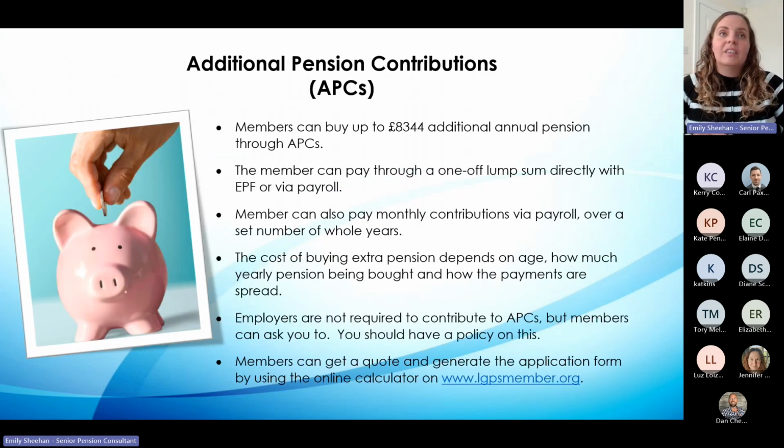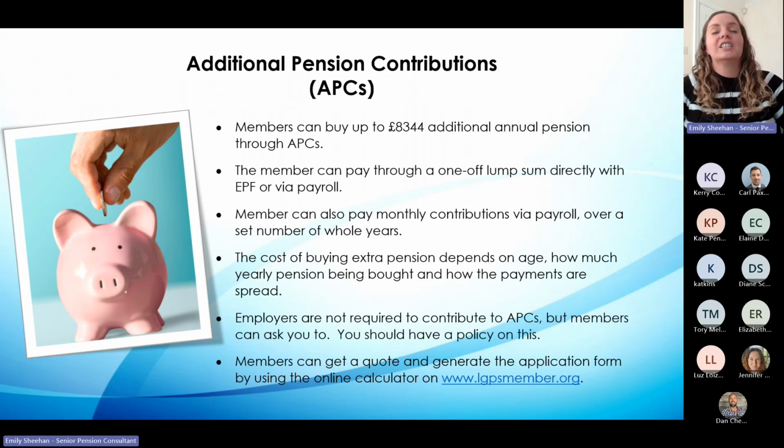Similarly, members can do an APC. This is where you can buy extra pension. They can buy up to £8,344 of additional pension through APCs, and that amount goes up every year. So last year it was 7,000 and something, and from April this year it's 8,344.